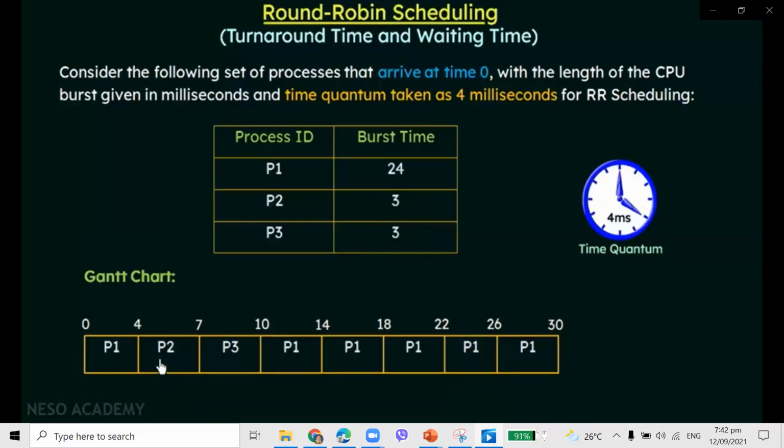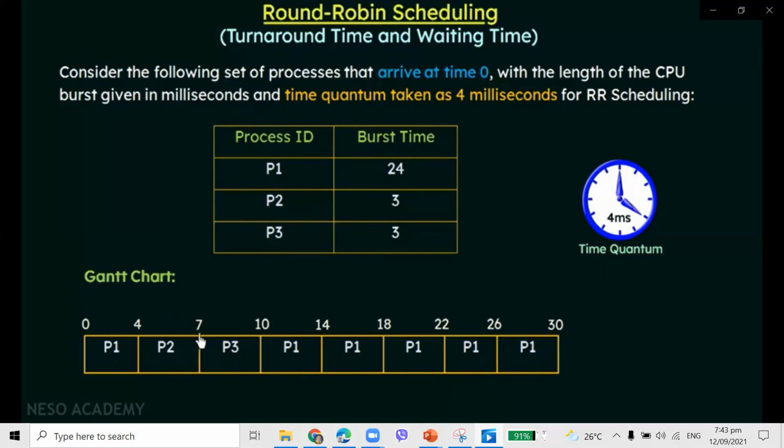So P2 executes for 3 milliseconds, which is from 4 to 7. So at 7 milliseconds, P2 will voluntarily release the CPU because its burst time was only 3 milliseconds, which is less than the time quantum. So we don't have to preempt P2, but it will voluntarily by itself release the CPU.